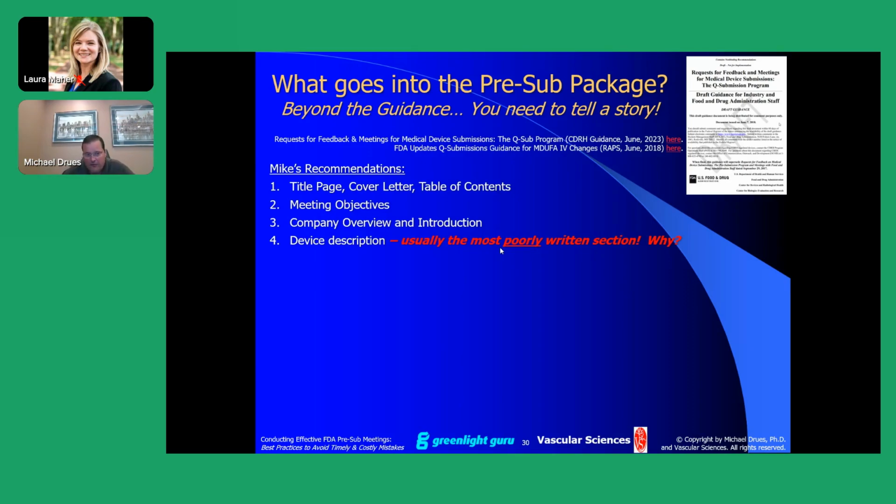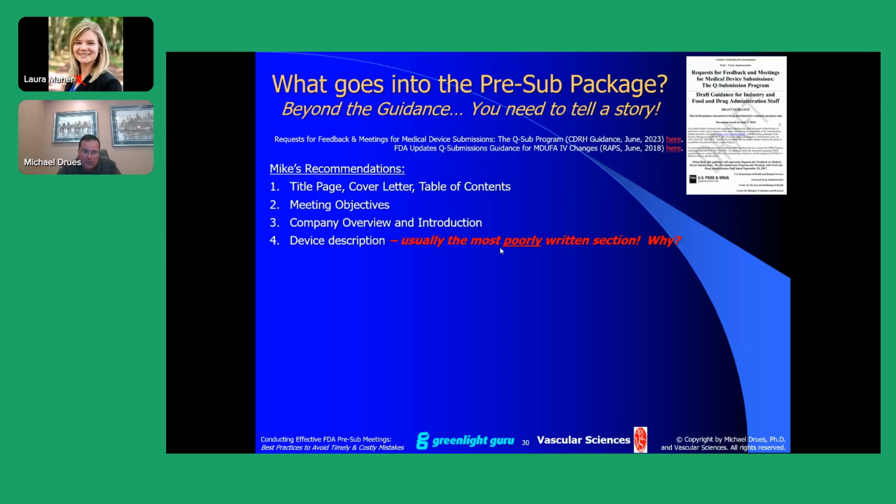A little bit about the overview, the device description. And this, in my opinion, is one of the most poorly written sections, not just of pre-submissions, but of final submissions. Why? Because the vast majority of questions that I see coming back from reviewers is simply indicative of the fact that they do not understand the device, what it does, how it works, its MOA, and so on and so on. Therefore, I point to the device description as the root cause of that problem. In other words, the responsibility is the company's to make sure that the FDA understands how their device works. The responsibility is not on the FDA to find out from the company.